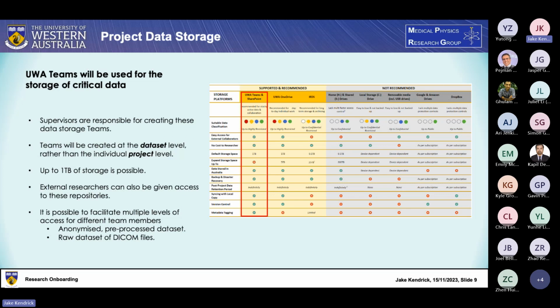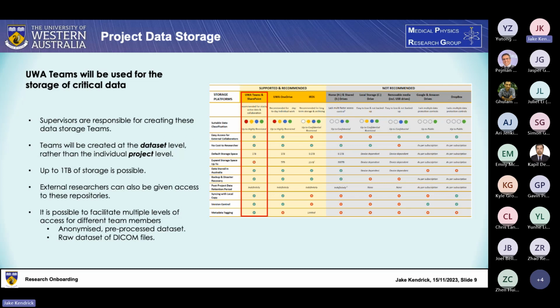Now, these repositories are going to be created at the level of data sets rather than the level of individual projects. Okay, so what this means is that you might have one data set related to prostate cancer, for example, and you might have multiple different students working on individual sub-projects related to that one data set. So in this instance, there's going to be one Teams repository for the data set, and then within that repository, you'll have different sub-projects where the students can store their results.